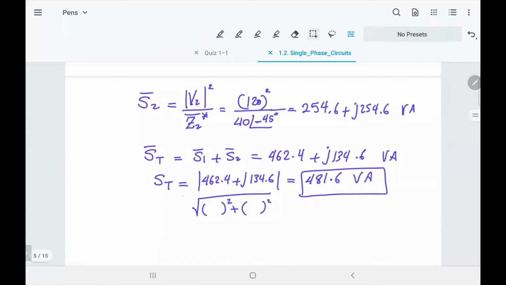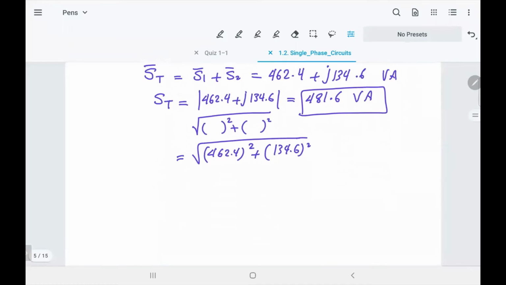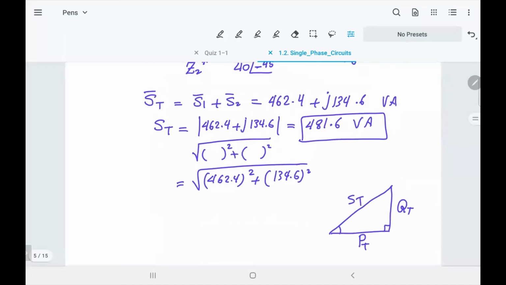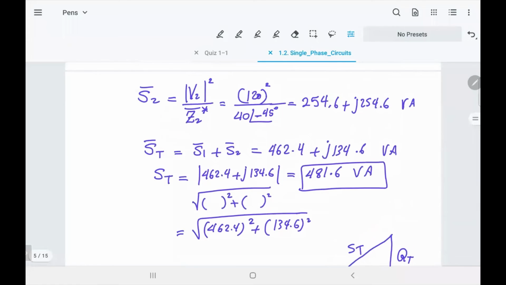Okay, let me make this clear. That's a good question. That will be the square root of 462.4 squared plus 134.6 squared. Because when you look at it, that will be the total power, that will be the total reactive power, and that will be the total apparent power. So you only take the square of the magnitude. J means 90 degrees. All right. Any question for this one?